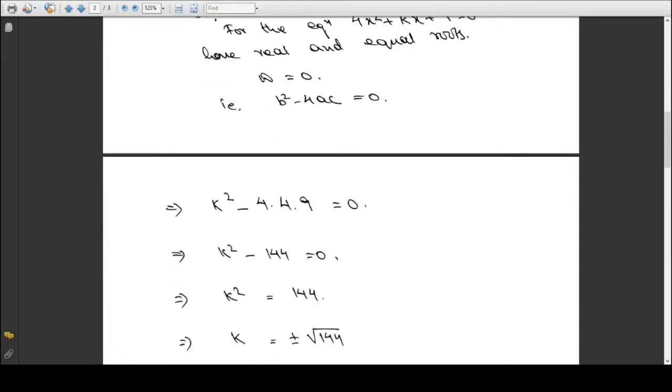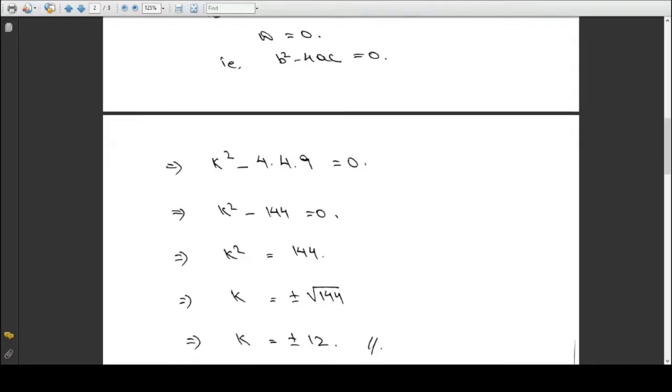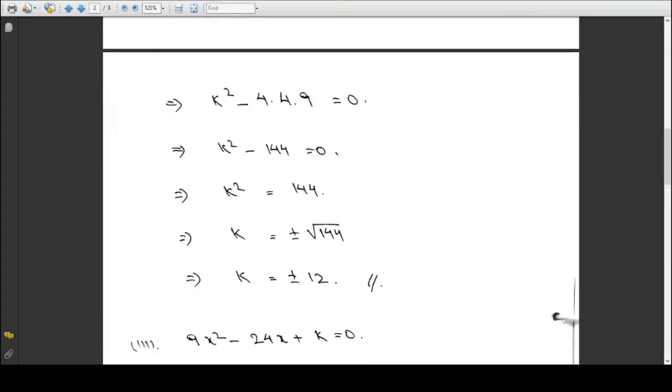k square is equal, taking to the right side, 144, or k will be plus minus root of 144. What is the square root of 144? It is 12, because 12 square is 144. Therefore, the value of k should be either plus 12 or minus 12.